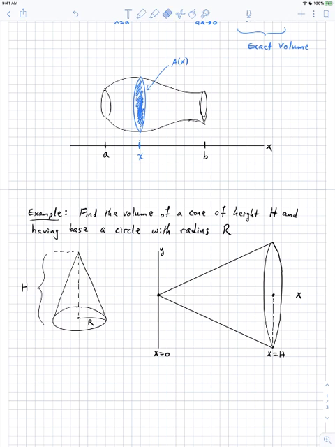The next step is to find the cross-sectional areas. So pick an arbitrary x like so. And then we slice through to get a cross-section. Now this is going to be a circle because this is a circular cone. So that's a circle. Let's shade it in so it's blue. And let's call it A of x.